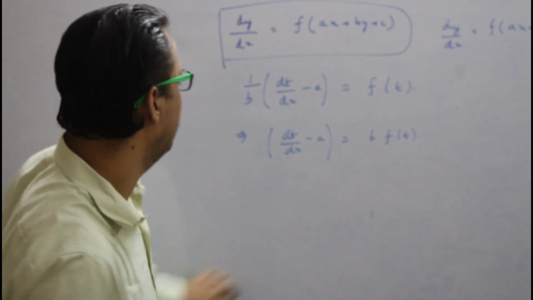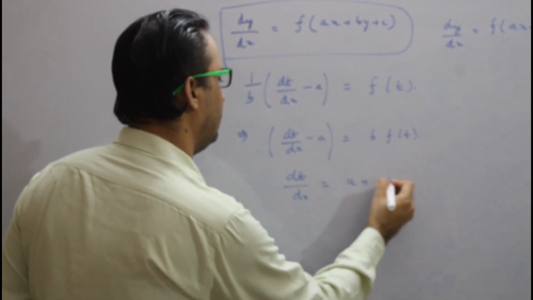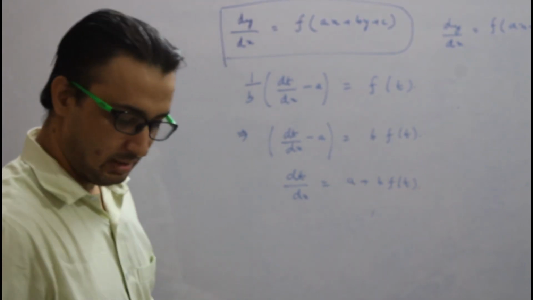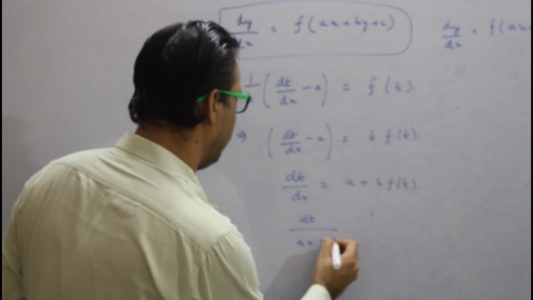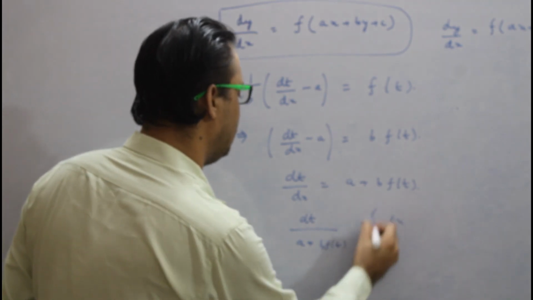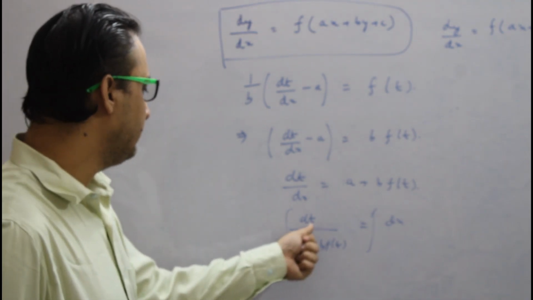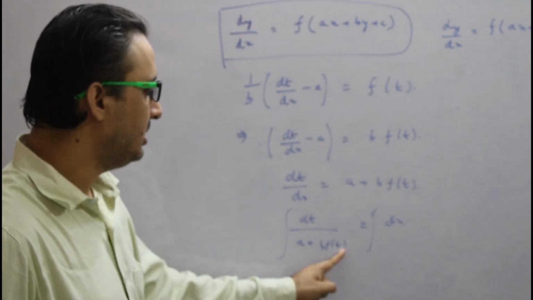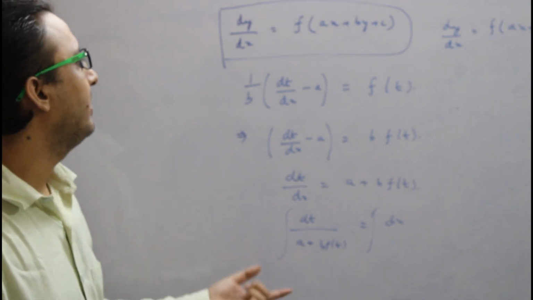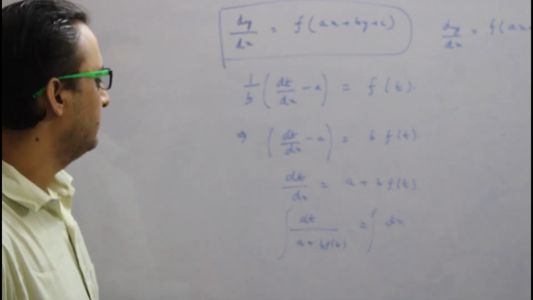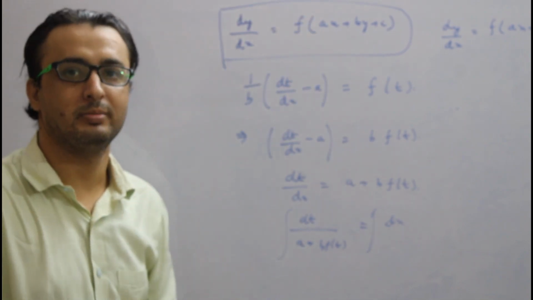So we can write it as dt by dx is equal to a plus b f of t. And now if we write dt by a plus b f of t is equal to dx and integrate this, we have actually separated the variables. Now this is with respect to t, and here we are having function as t and here x. So whatever the function given, we can integrate it and find a solution to this question. So this is the general understanding for our equation reducible to variable separable.